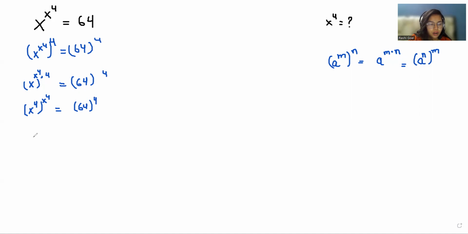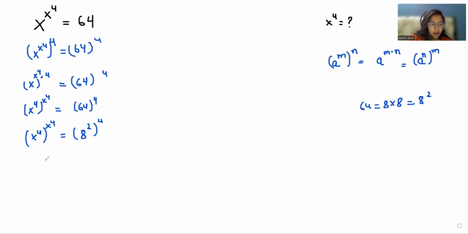Now 64, I can write it as 8 squared, since 8 times 8 is 64. So (x^4)^(x^4) is equal to (8^2) whole power 4.